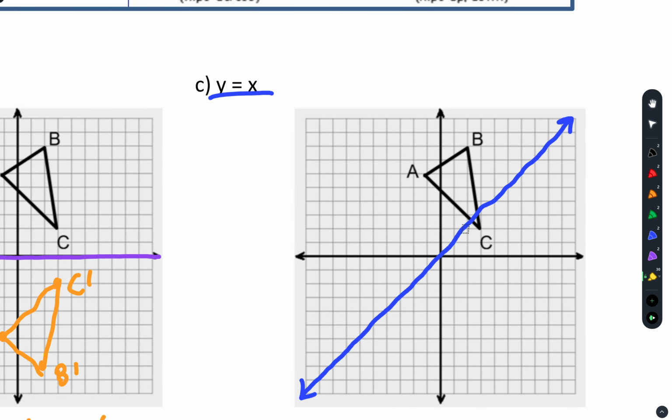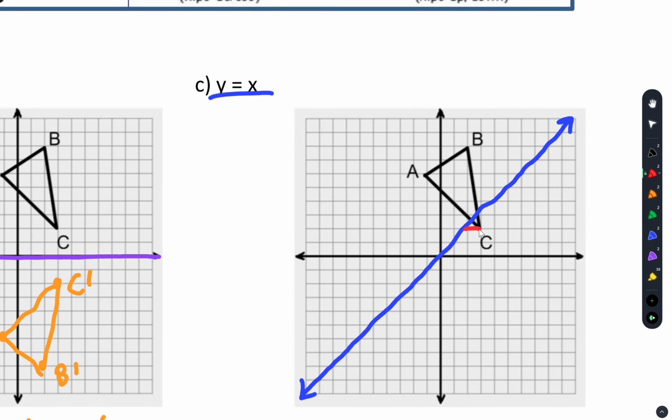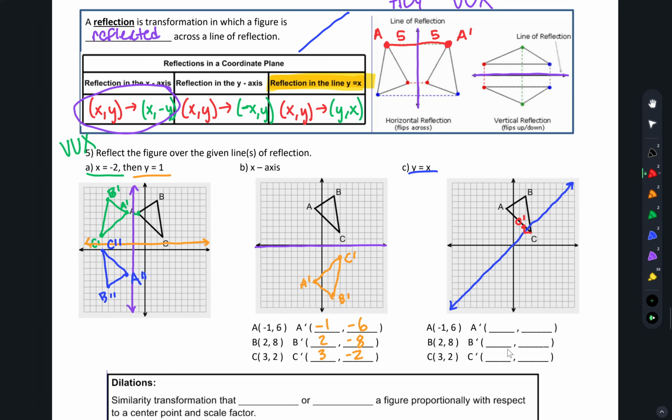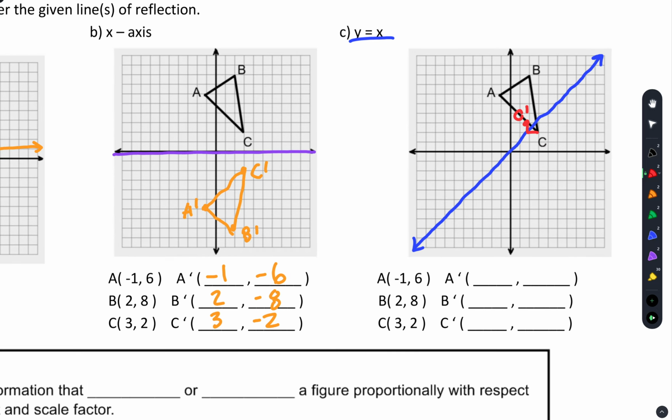So what I would do is count spaces away from my line. So C is going 1 space away from my line. So then C prime should also go 1 space away from my line. It gets a little bit tricky to see. So I like to just go with my coordinates here. And my transformation function rule says that I flip the x and the y values. So that means C prime here is going to be located at 2, 3, which is exactly what I said there as I eyeballed it.